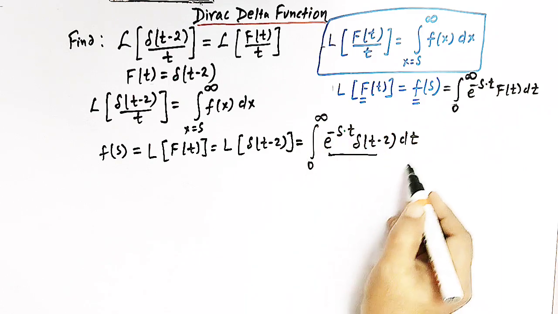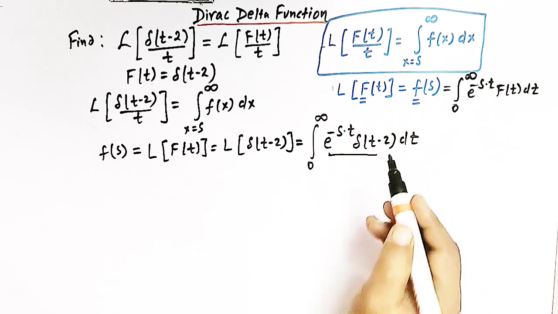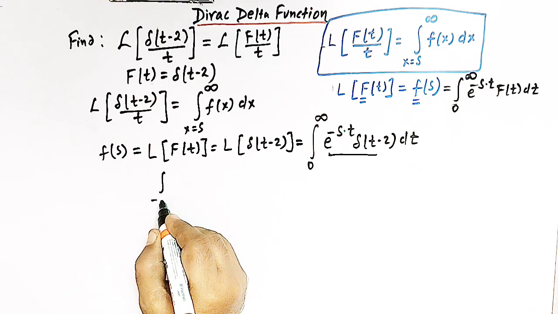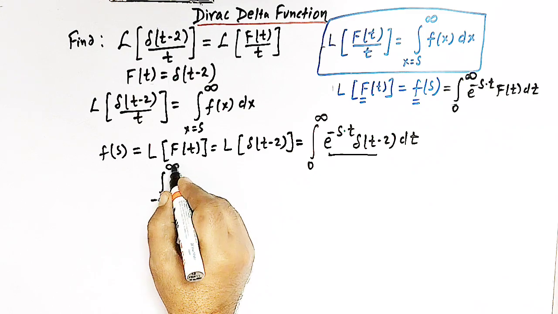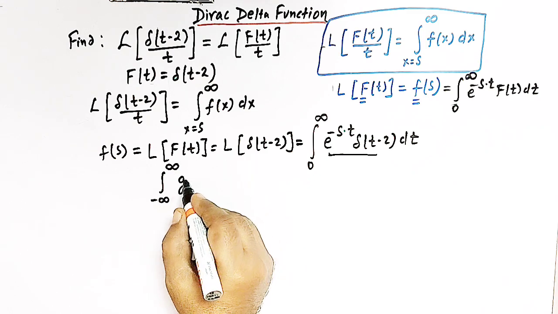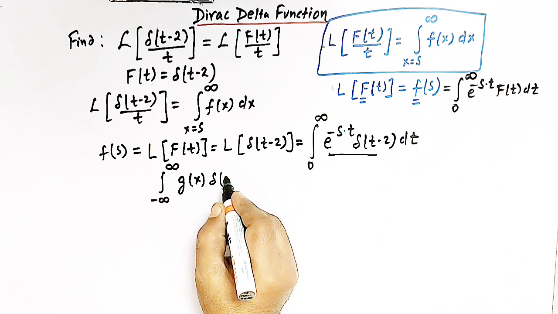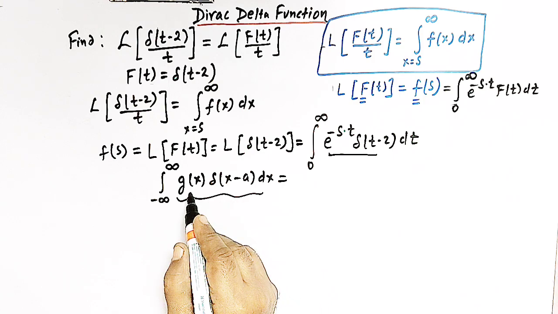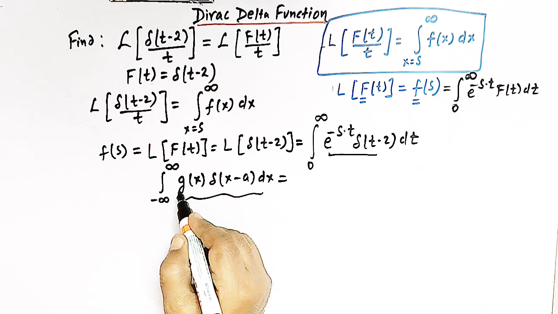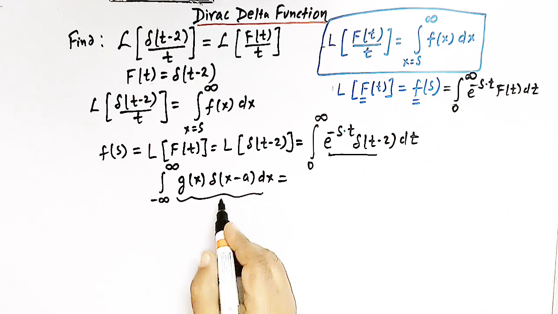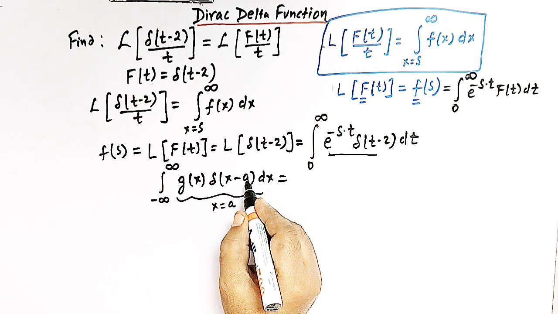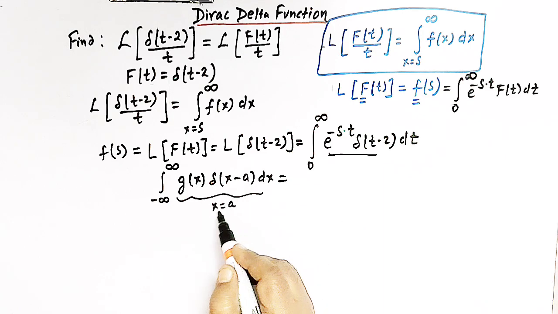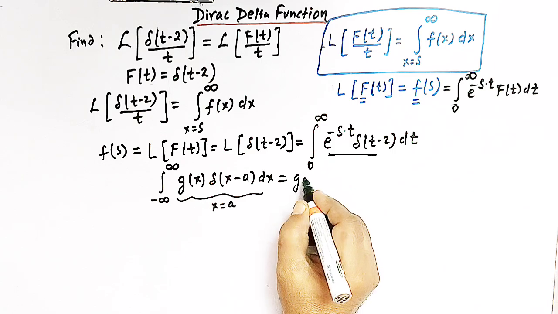Now we can easily find the value of this integral by using the definition of the Dirac delta function. We know that if we have the integral from minus infinity to infinity of a function g(x) times delta(x minus a) dx, then the value of this integral is simply equal to the value of g(x) at x equal to a, because the delta function exists only at this point. So here we have g(a).